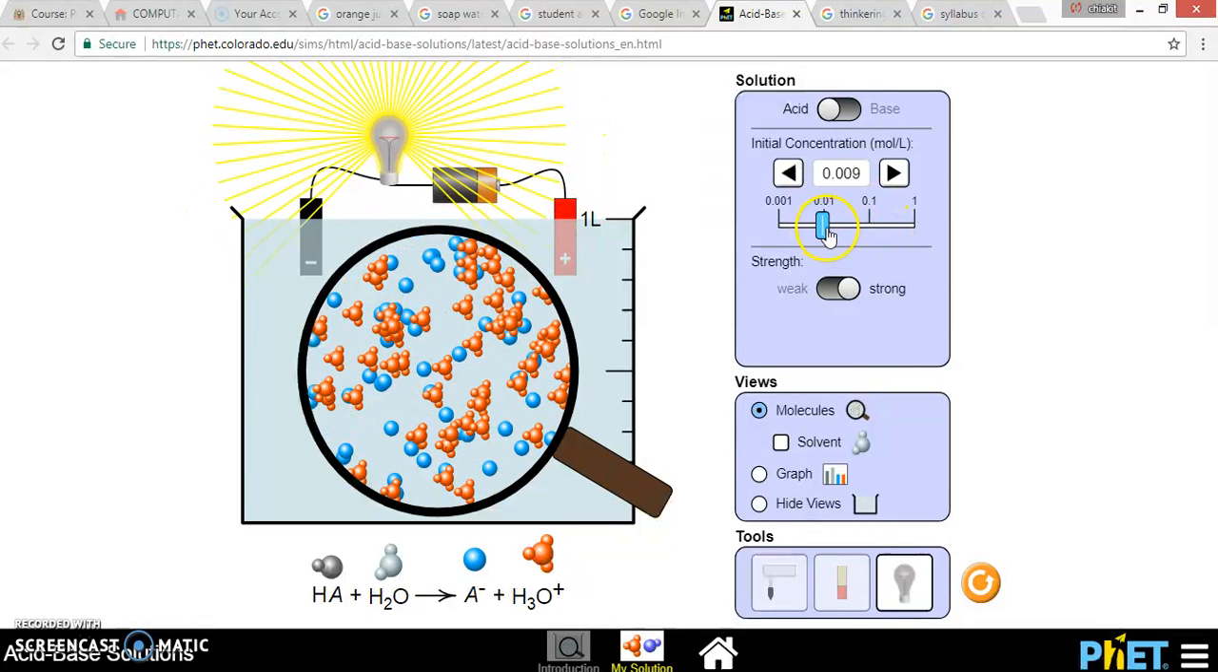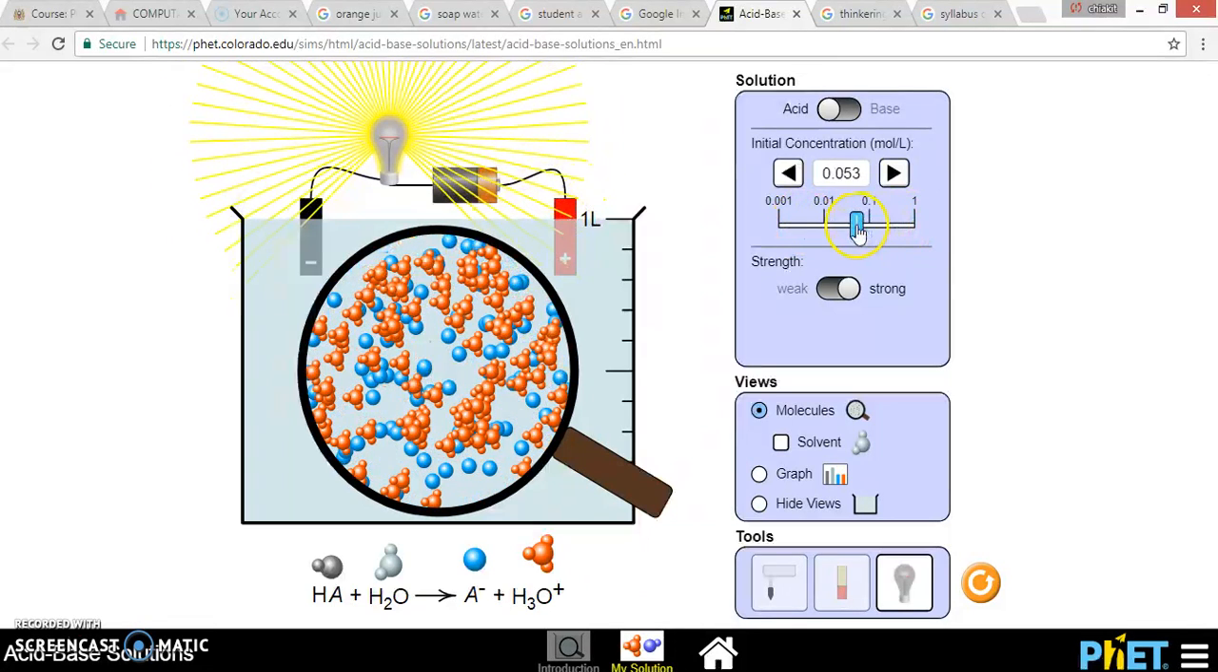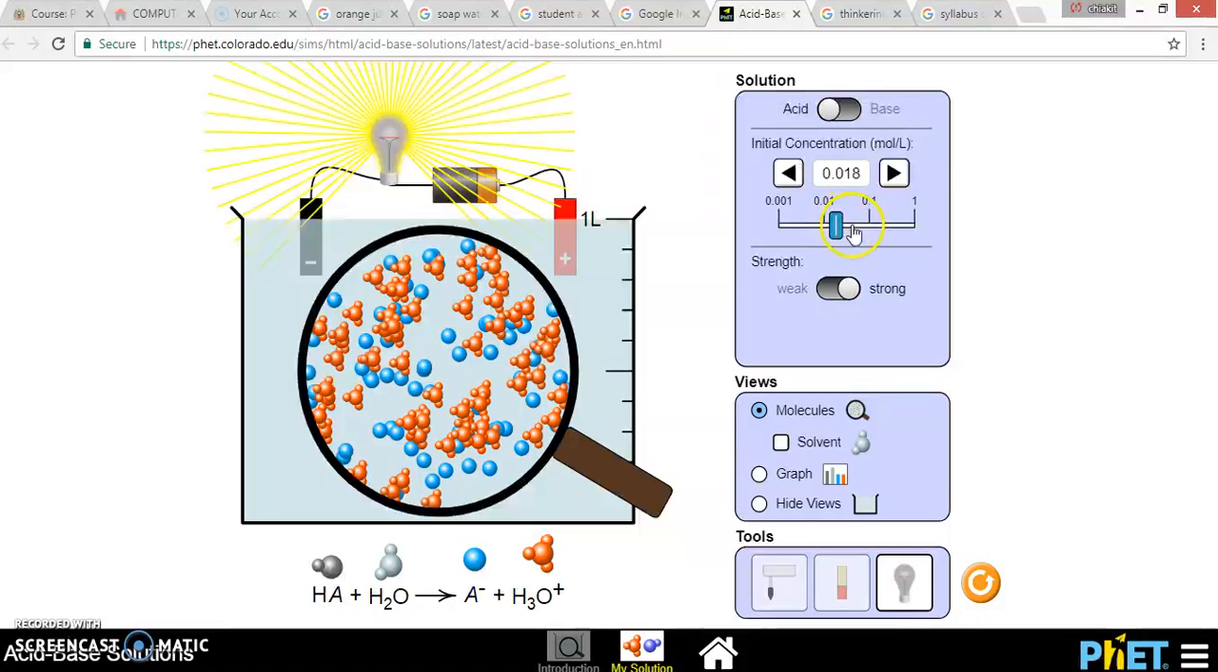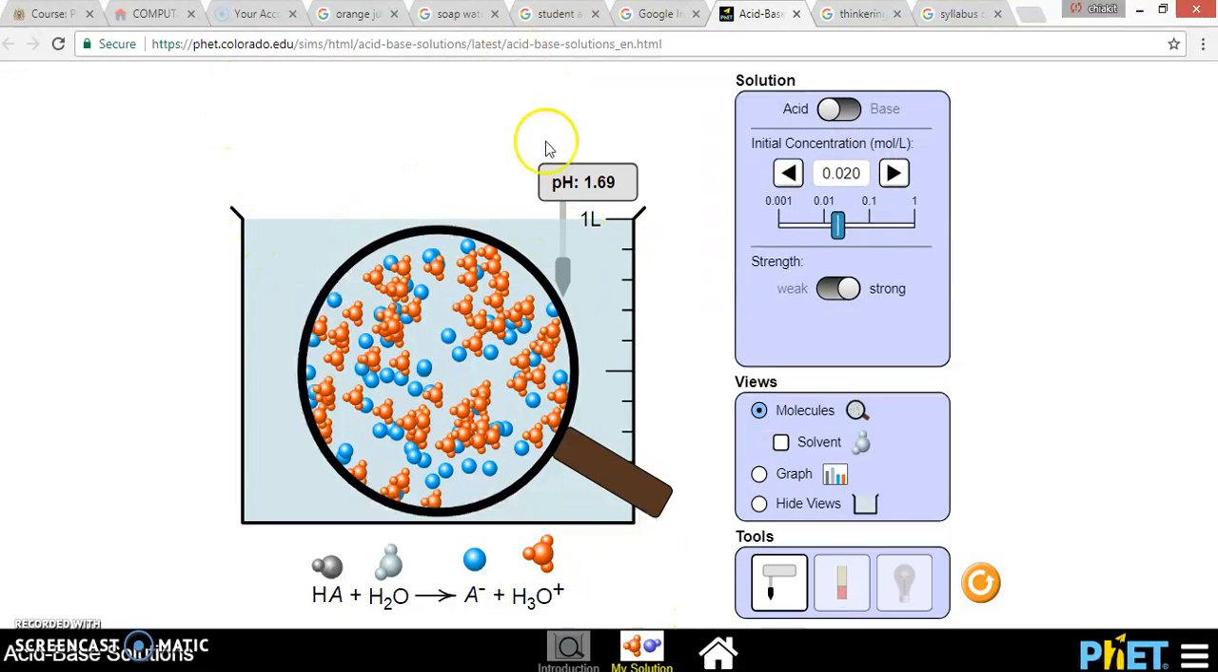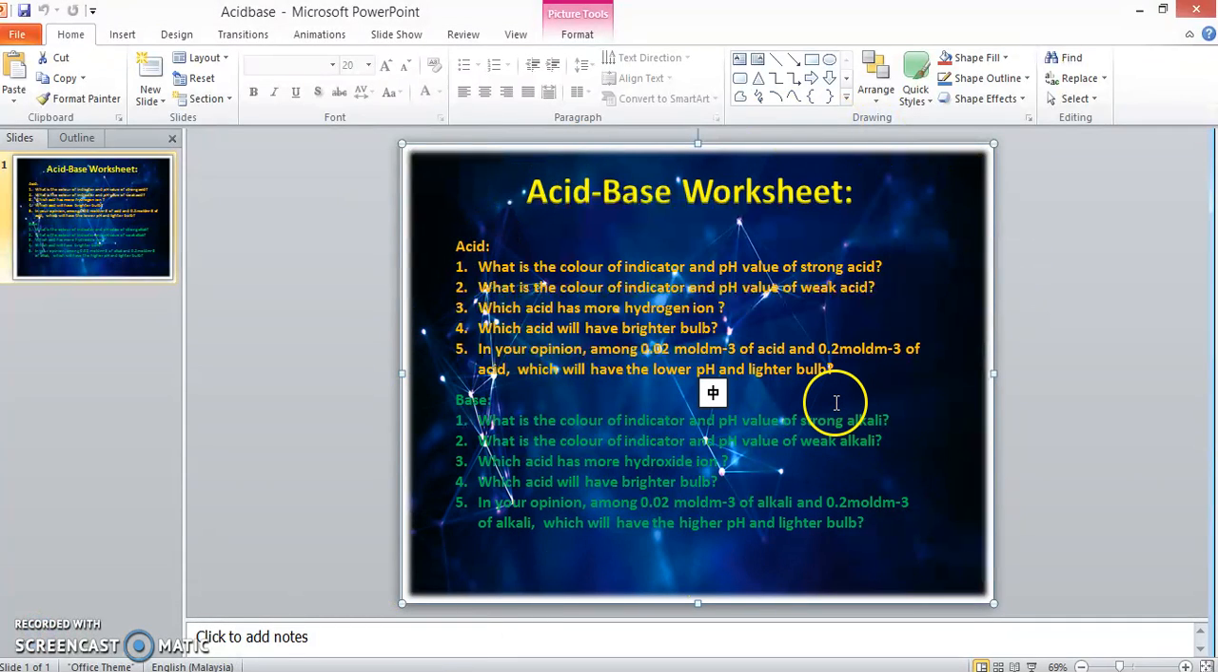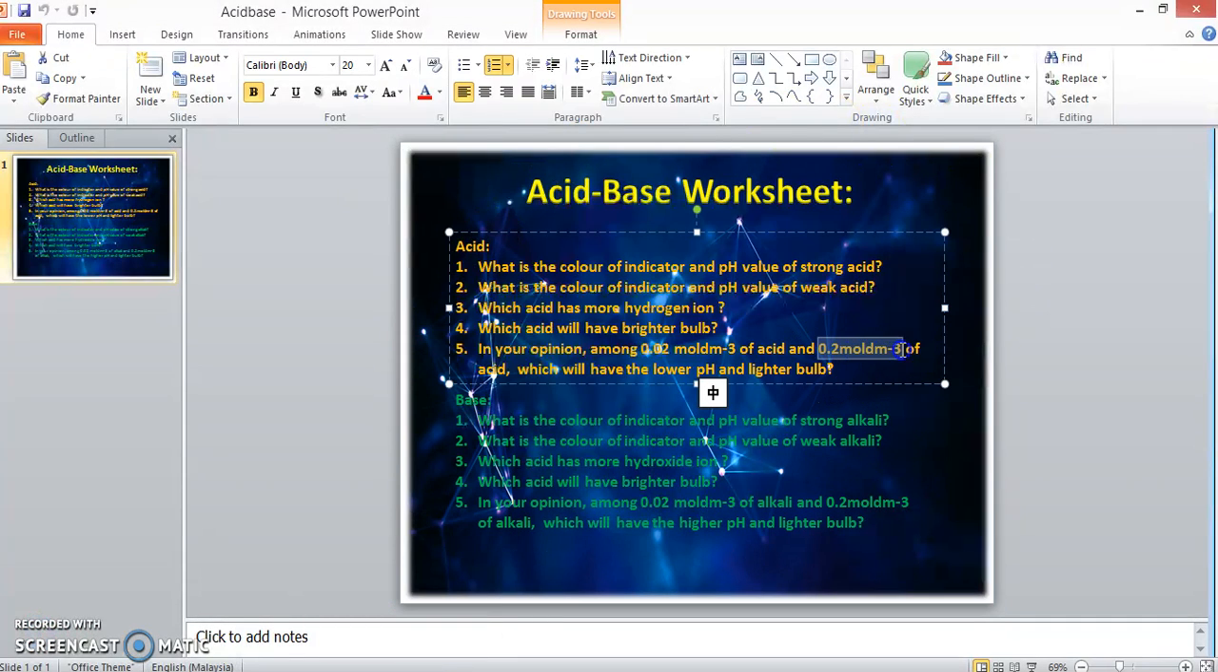Compared to that, let's check for the 0.02. As you can see, as you move the scale to the left, the light becomes not so bright. And if you check the pH, it will give you a higher value, 1.67, 1.69. So from here, the student can say that 0.2 mole per dm cube of the acid will have the lower pH and the brighter bulb. This shows the relationship between the concentration of the acid and the pH and also the bulb brightness.